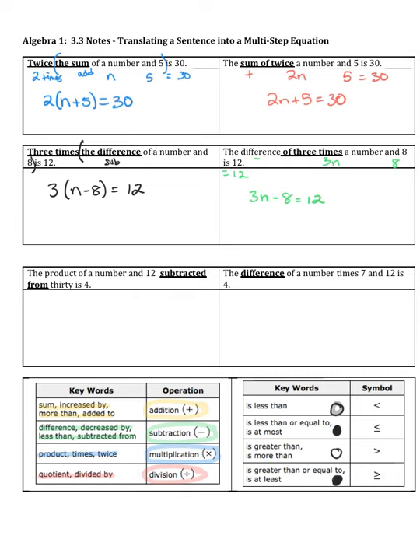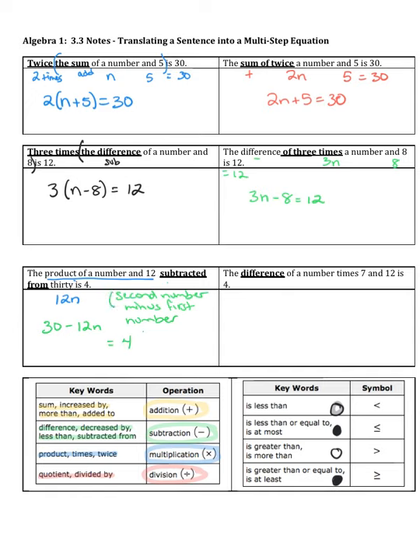Okay, we got a bunch of stuff happening here. First, you've got the product of a number and 12. So this part is going to be 12n. Then you've got subtracted from 30, which means, remember, second number minus first number. Remember when we did that? Second number minus the first number. So that would be 30 minus 12n equals 4.